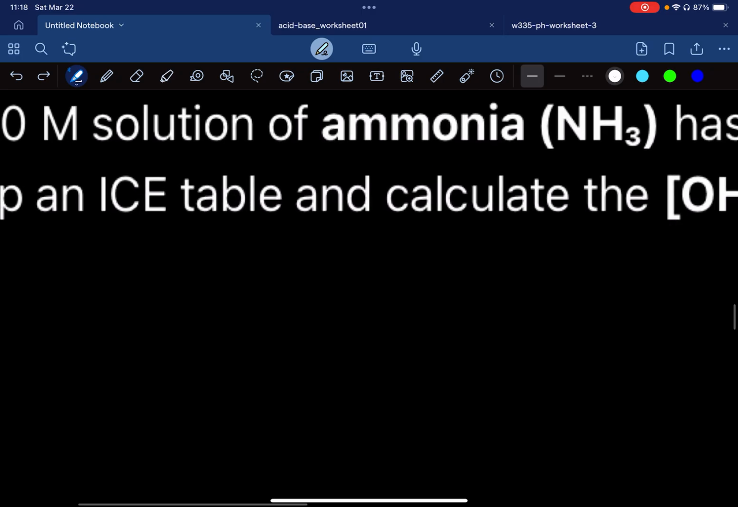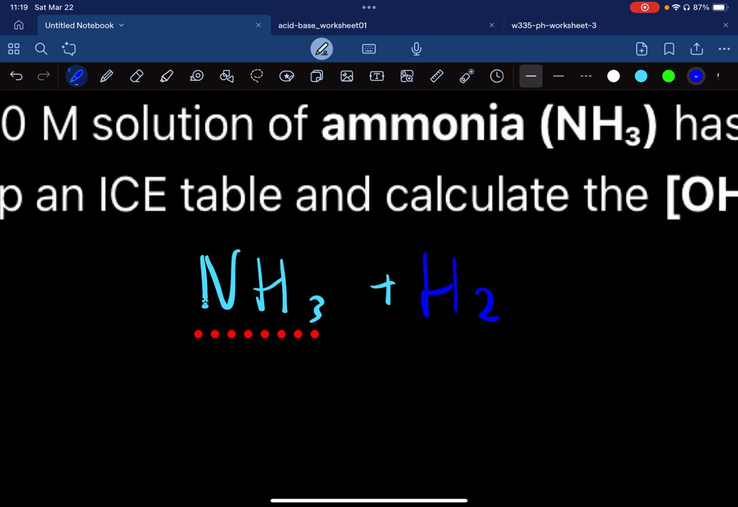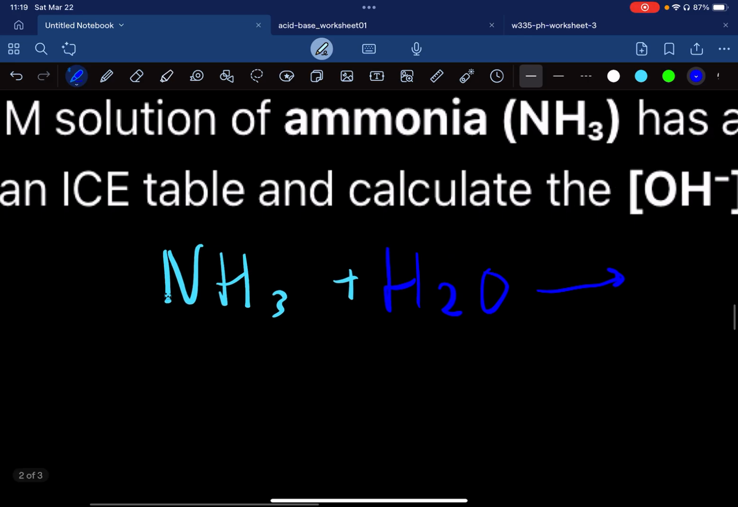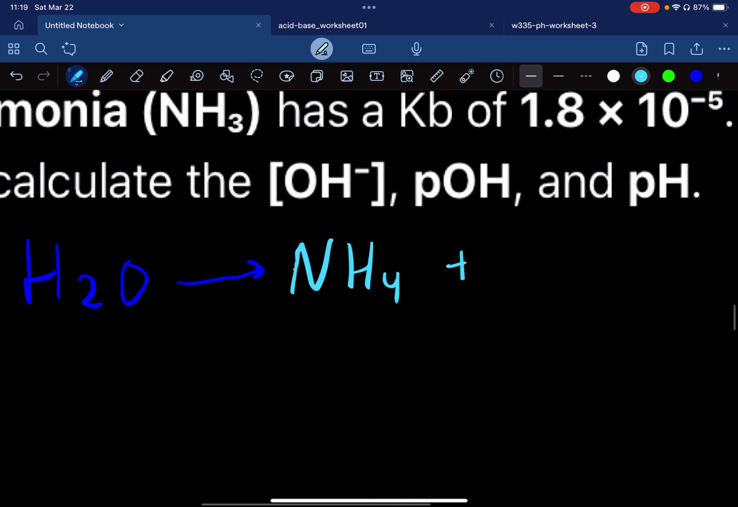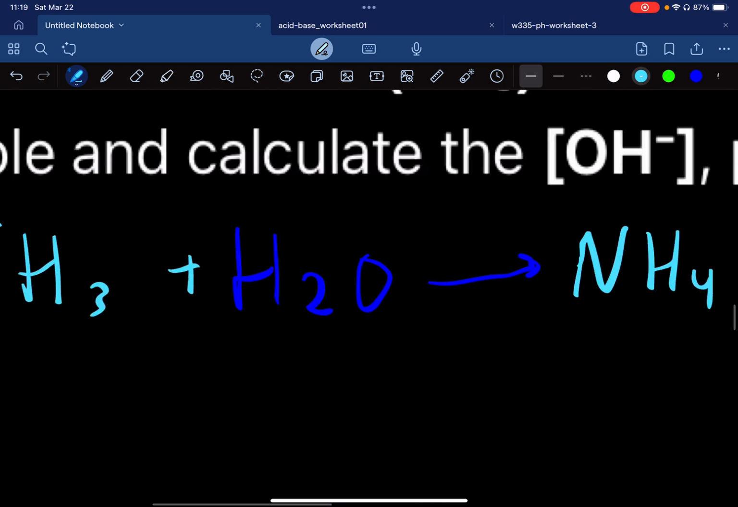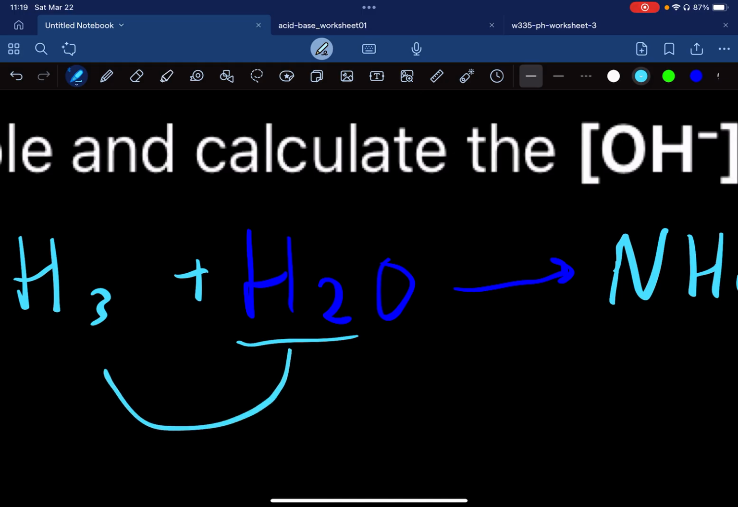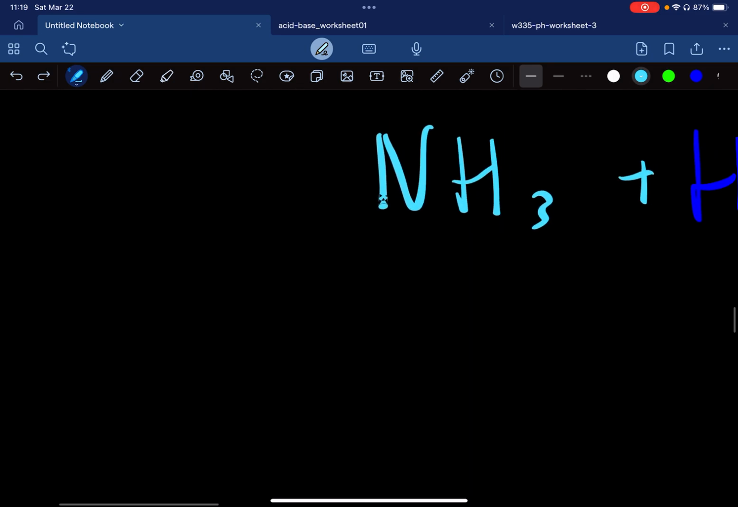Okay. So let's write our equation. We have our base. Remember what a base is. A base is the one that gains a proton, which is a hydrogen. We're gonna assume water, and you're gonna get NH4 plus OH. Essentially, this H2O is gonna give one hydrogen here. Okay, beautiful. Let's start ICE tables.